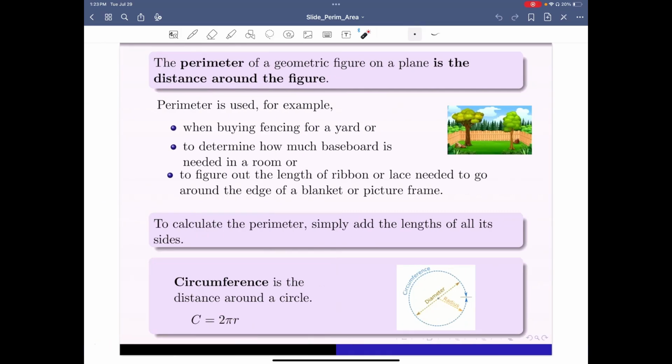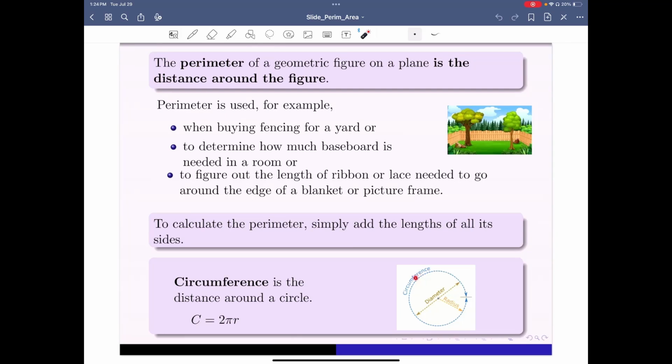The perimeter of a geometric figure on a plane is the distance around the figure. Perimeter is used, for example, when buying a fence for a yard and you're trying to calculate how much fence you need, or to determine how much baseboard is needed in a room, or to figure out the length of ribbon or lace needed to go around the edge of a blanket or a picture frame. To calculate the perimeter, we simply add the lengths of all sides.